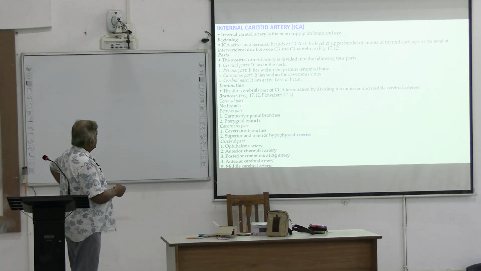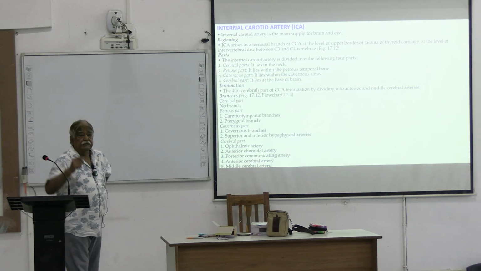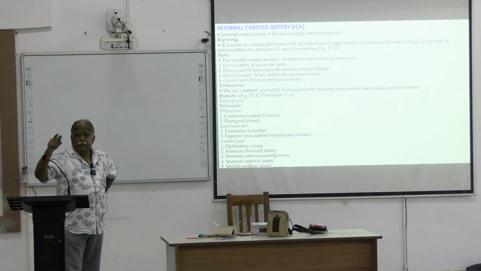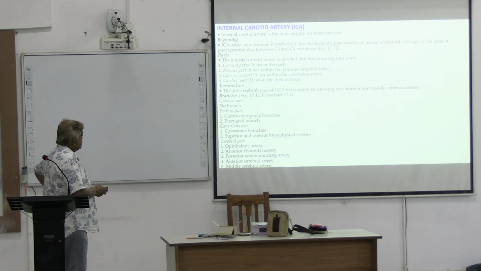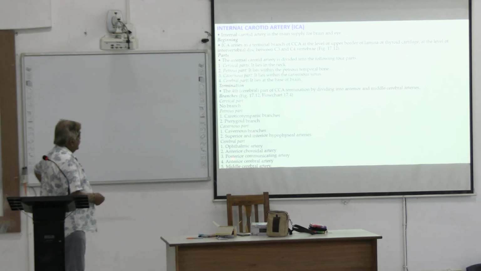The branches: cervical part, no branch. Petrous part, caroticotympanic branches. That means it is supplying the tympanic membrane. Cavernous part, cavernous branches, superior and inferior hypophyseal arteries. Cerebral part, ophthalmic artery, anterior choroidal artery, posterior communicating artery, anterior cerebral artery, middle cerebral artery.